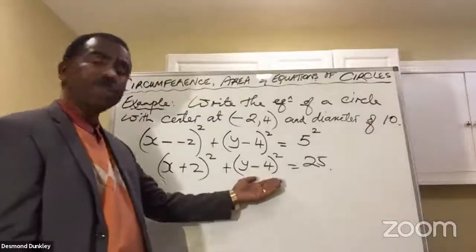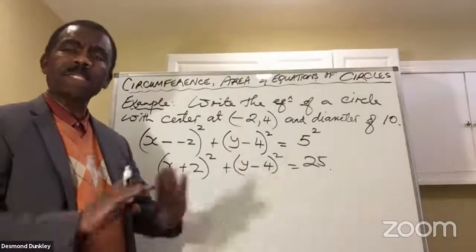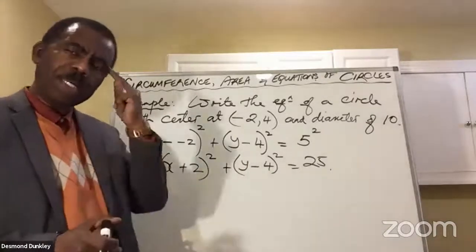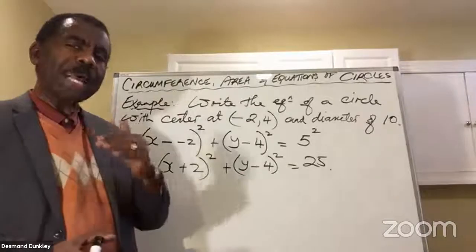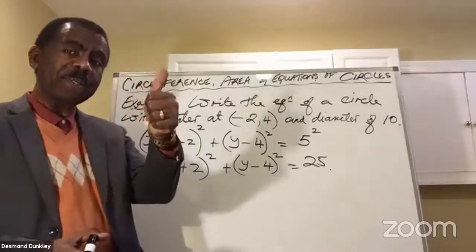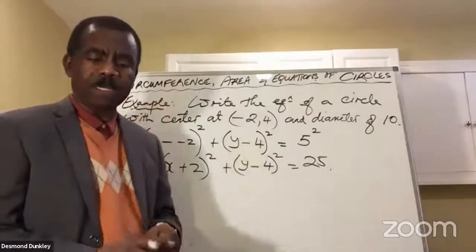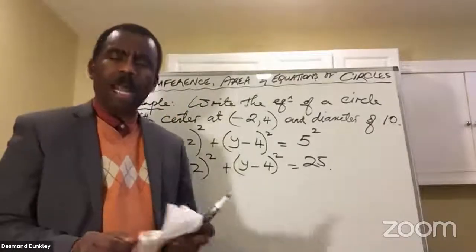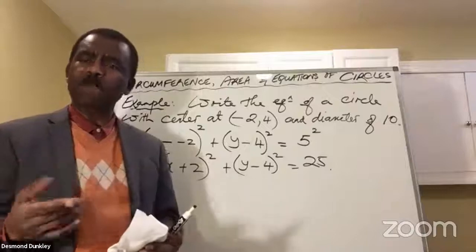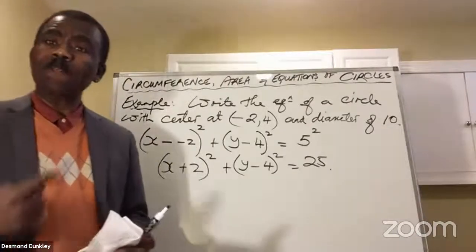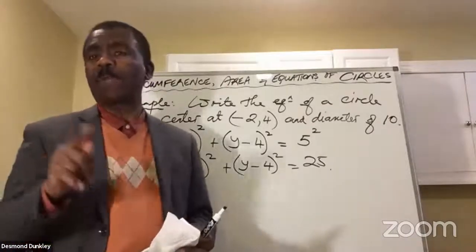And you really don't have to expand this. You can just leave it just like that, because when you leave it in this format, you can actually read off the center and the radius. So that's a nice way to put it. So what I'm going to do now is write a few equations of circles and ask for the radius and also for the center.